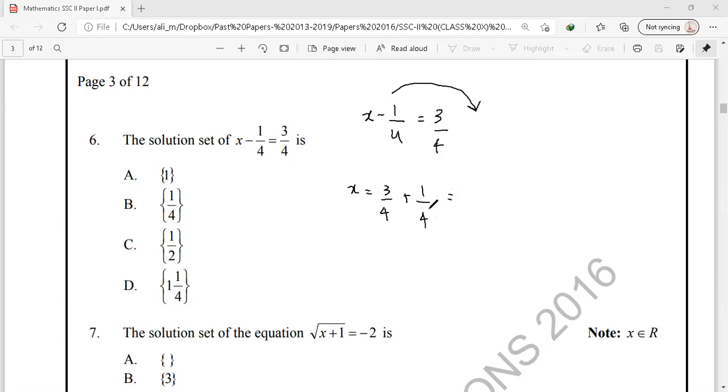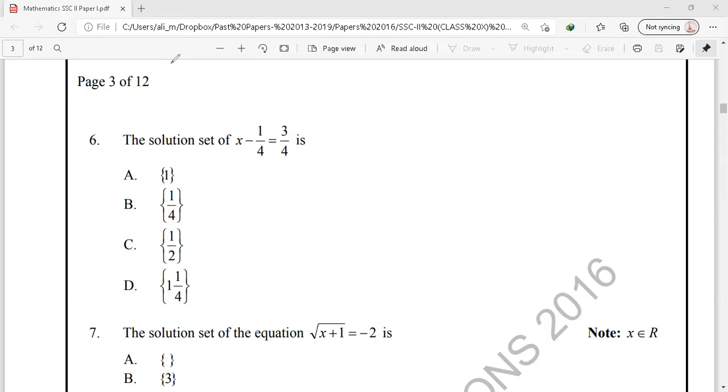As we can see, the denominators of these two fractions are the same. So the denominator would remain the same, while in the numerator we will have 3 plus 1. That would become 4 over 4 and equals 1. So the correct option we have for this question is option A.